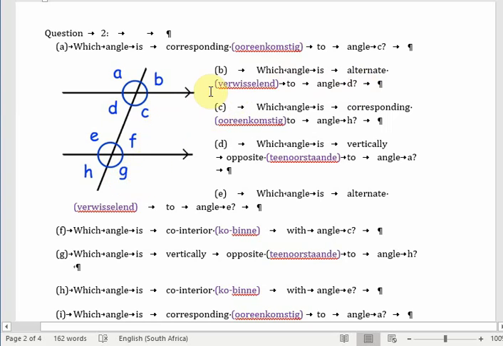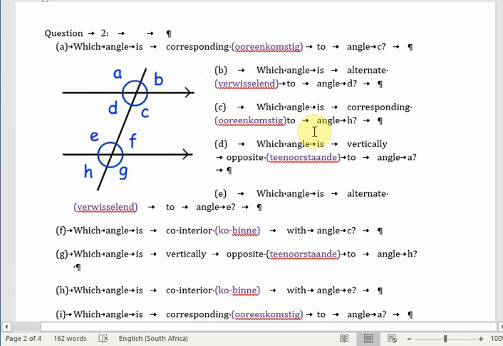B, which angle is alternate to angle D? So there's D, a verwisselende hoek. An alternate angle means we can form a Z and then it's the two angles in the inside arms of the Z. So that D and that F, D and F, those two are alternate. That's for B. Alternate angles D and F. D en F is verwisselend.